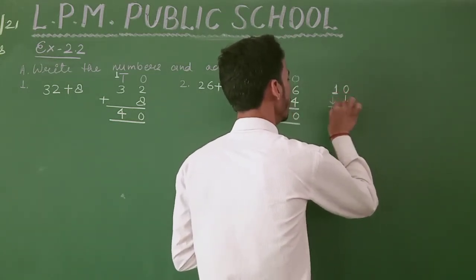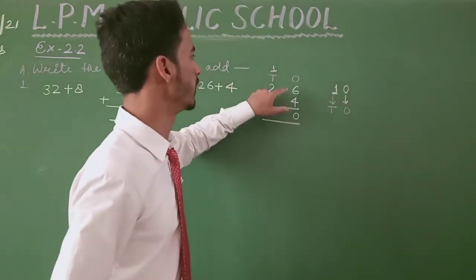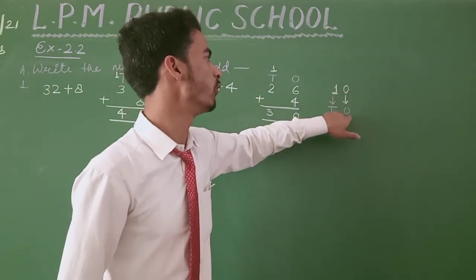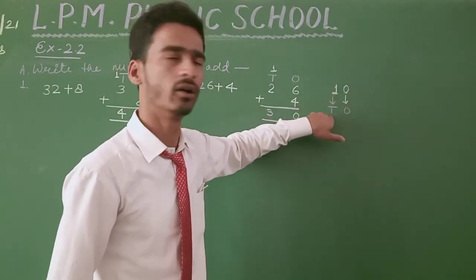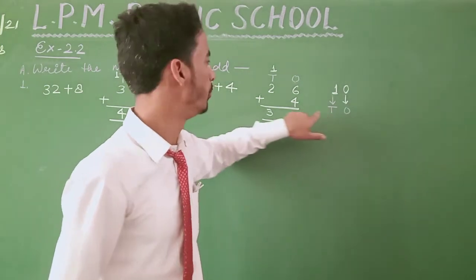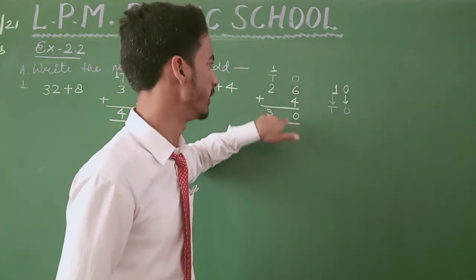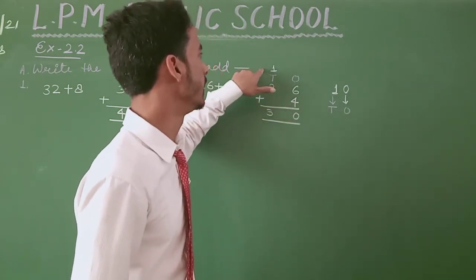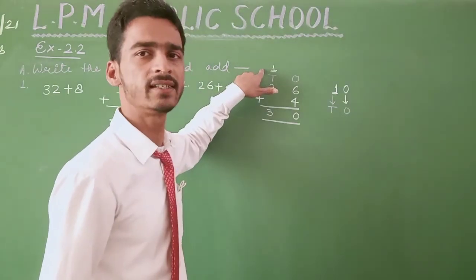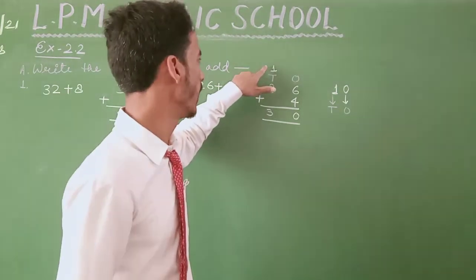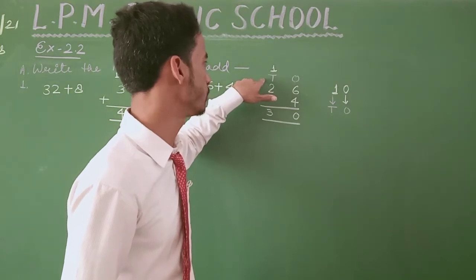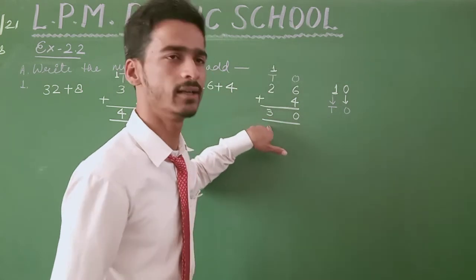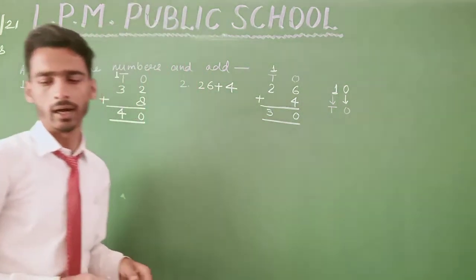We know that when we add 6 plus 4 it comes to 10, and in 10, 0 is ones and 1 is tens. So we place 0 on the ones place, and we place the carry up to the tens place, here 1 is carry. Now when we add the tens place we add it with the carry: 2 plus 1 is 3.